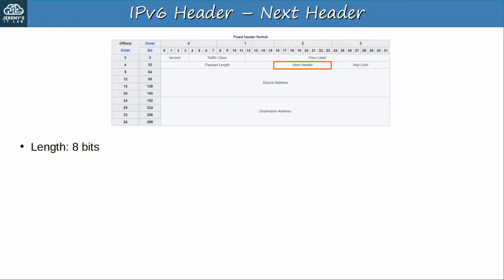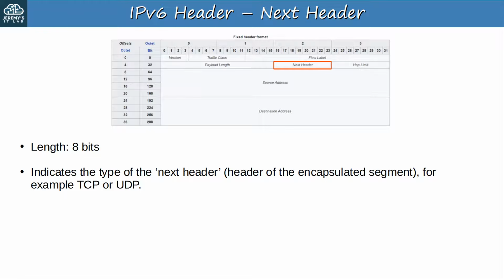Next is the next header field. It's 8 bits in length. It indicates the type of the next header, the header of the encapsulated segment, for example, TCP or UDP. It has the same function as the protocol field of the IPv4 header.